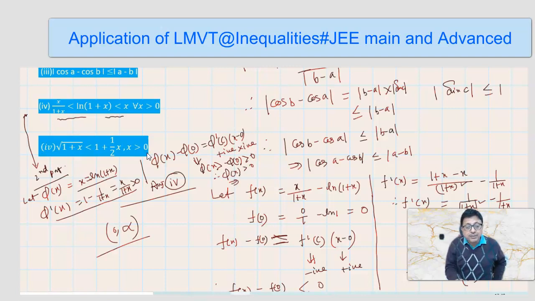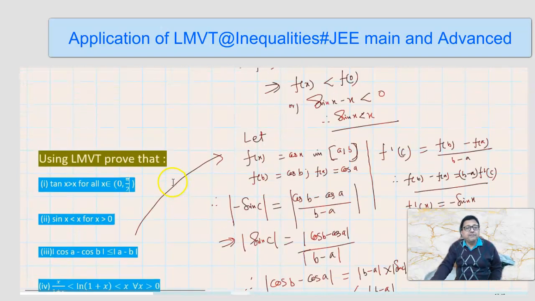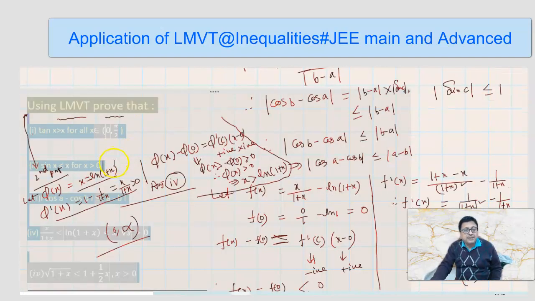Therefore phi(x) is greater than 0, but phi(x) is x minus ln(1 plus x). So x will be greater than ln(1 plus x). The fourth one is also proved here. We are going to prove the fifth one now. Number 5 is this thing.